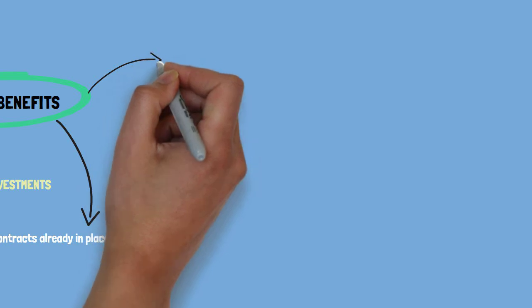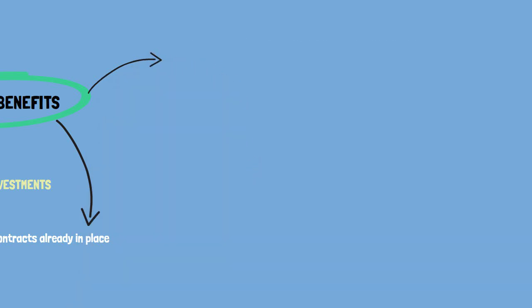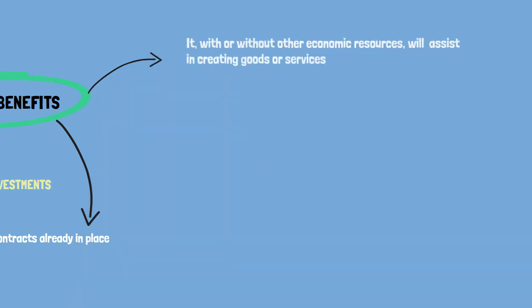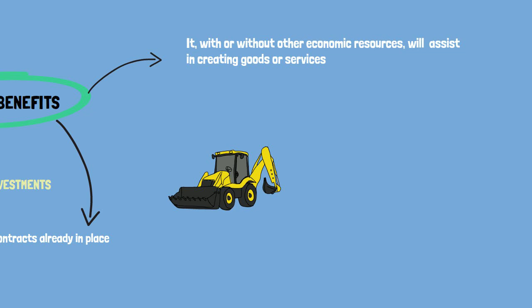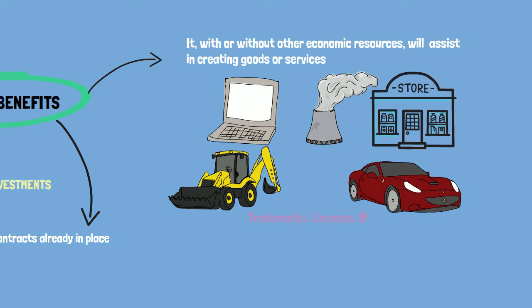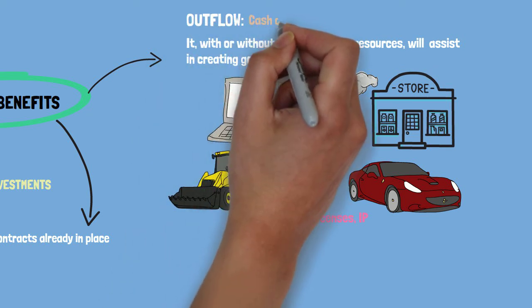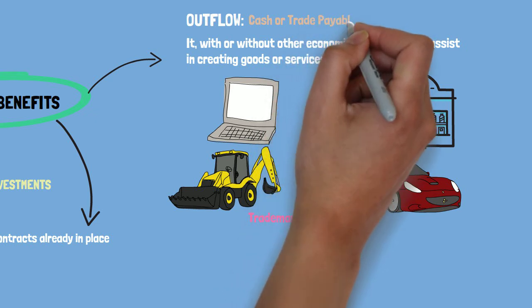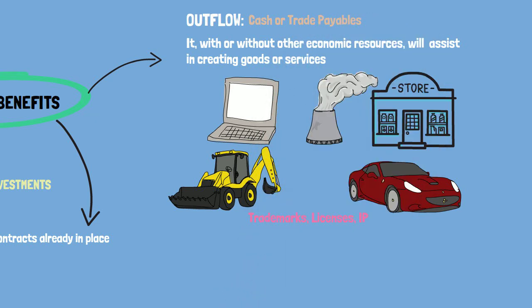You may have a situation where another economic benefit could be where your economic resources are creating goods or services for you. That's the economic benefit, that they're helping you create goods or services. So what is the outflow in this case? Well, you are spending money. There is a cash outflow. There may be payables outflow. And for that you are receiving an asset, machinery or cars or computers that help you to produce products.